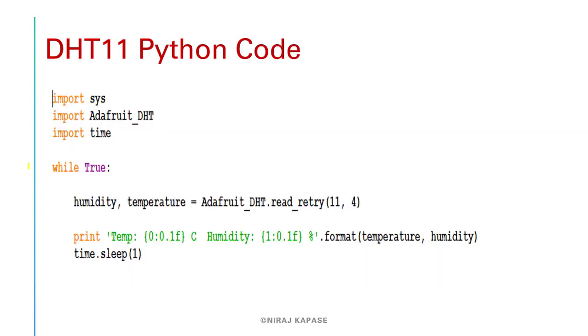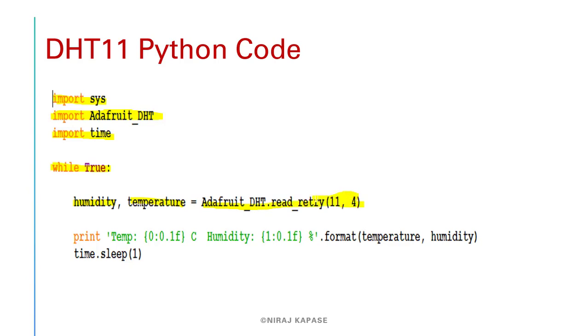Okay, so you can observe the code. So in this Python code, what is written? It is written import sys, so it imports the system module, it imports the Adafruit_DHT library by using the command import Adafruit_DHT, and it imports time as well. While True, so it's an infinite loop. Then there are two values it returns, one is humidity, another is temperature, and the function is Adafruit_DHT.read_retry(11, 4).